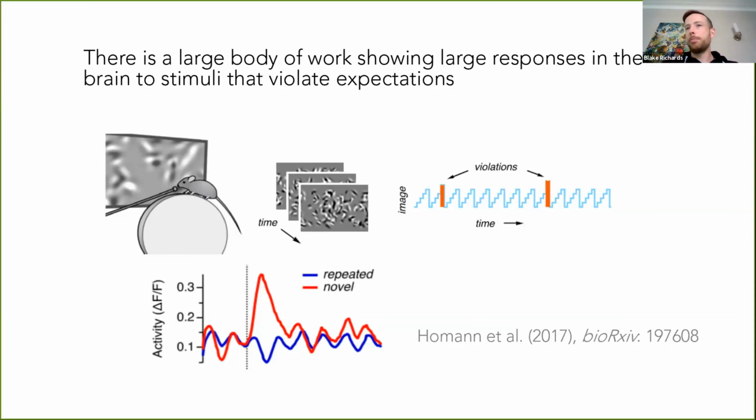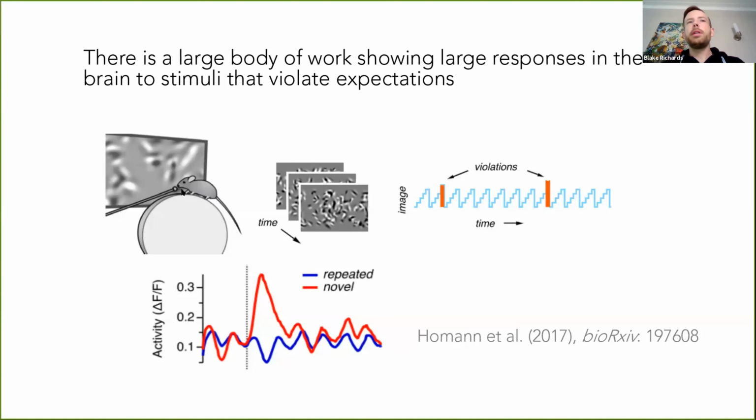So this is a paper from Homann et al. That was two-photon imaging in layer 2-3 of mouse primary visual cortex. They had mice on a little running wheel here. I assume you can see my mouse. Someone please let me know if not.